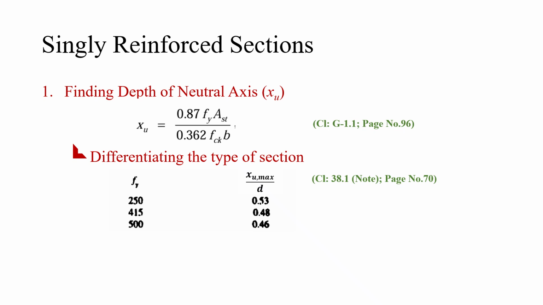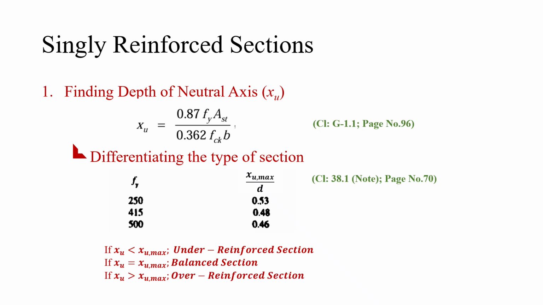When we compare this xu with xu max, we can differentiate. If xu is less than xu max, this is considered as an under reinforced section. If xu is equal to xu max, then it is considered as a balanced section, and if xu is greater than xu max, then it is an over reinforced section.